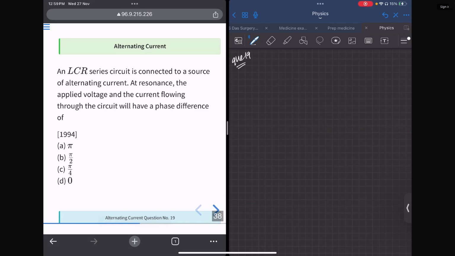18 questions we have already solved in part 2. This is part 1. This is part 2 of the series, and we'll be starting from question number 19.